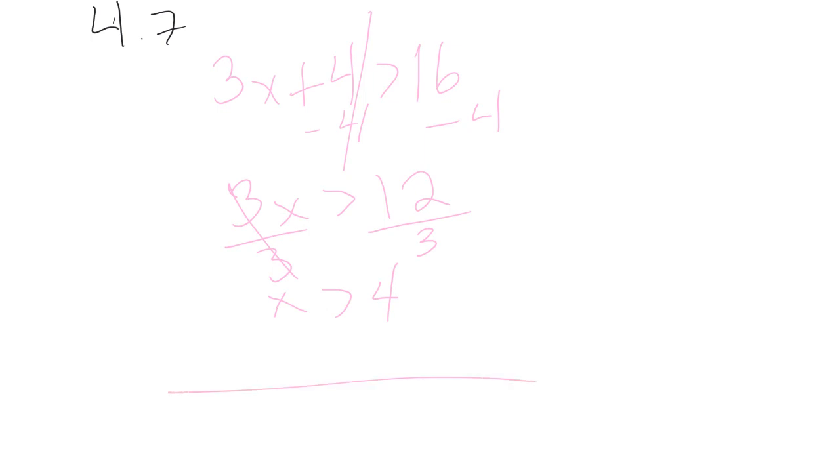Now, graph, closed circle, x is greater than or equal to 4. Cool. Let's do another one. Let's say I have z over negative 2, that's z, minus 6 is less than or equal to negative 2. Lots of negatives going on here.